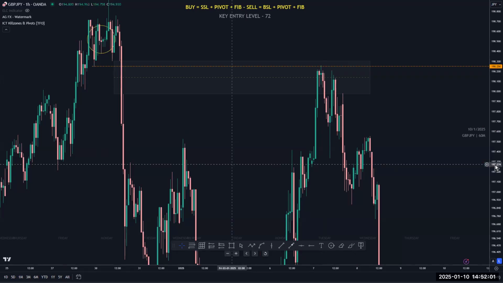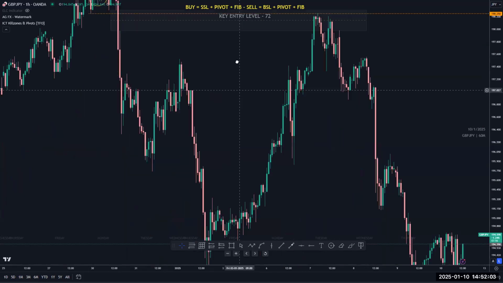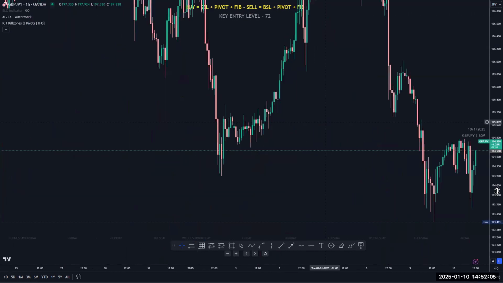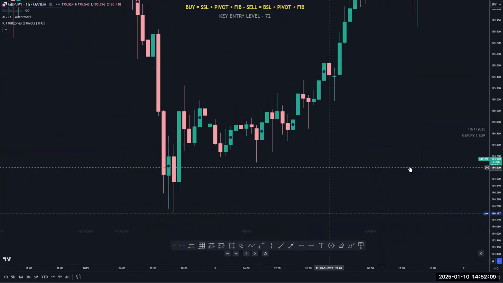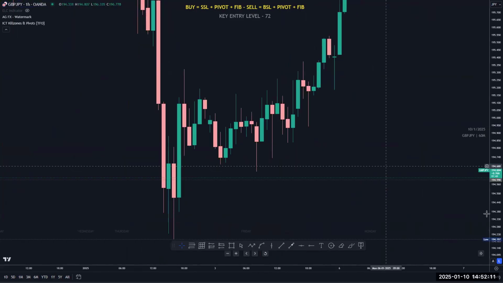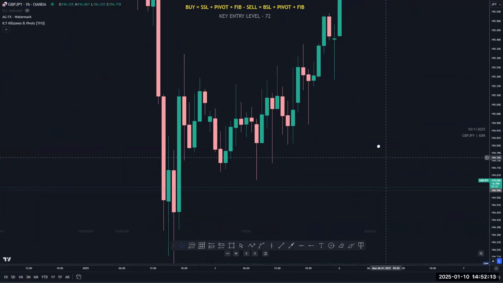So this is an example of a sell opportunity. I'm going to show you the same logic on a buy opportunity, and I'll also show you on the 1 minute time frame, because I know some of you like it. Obviously, if it works on the 1 minute time frame, it works everywhere.